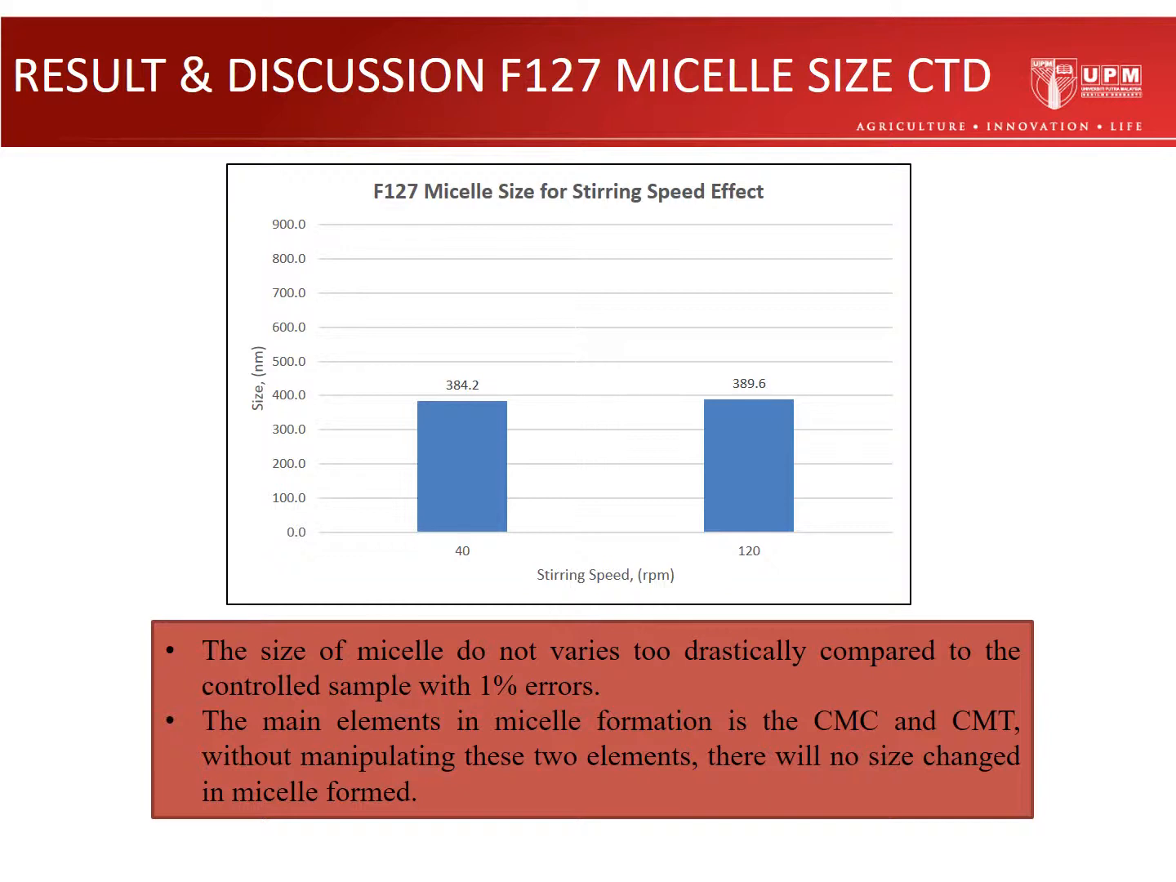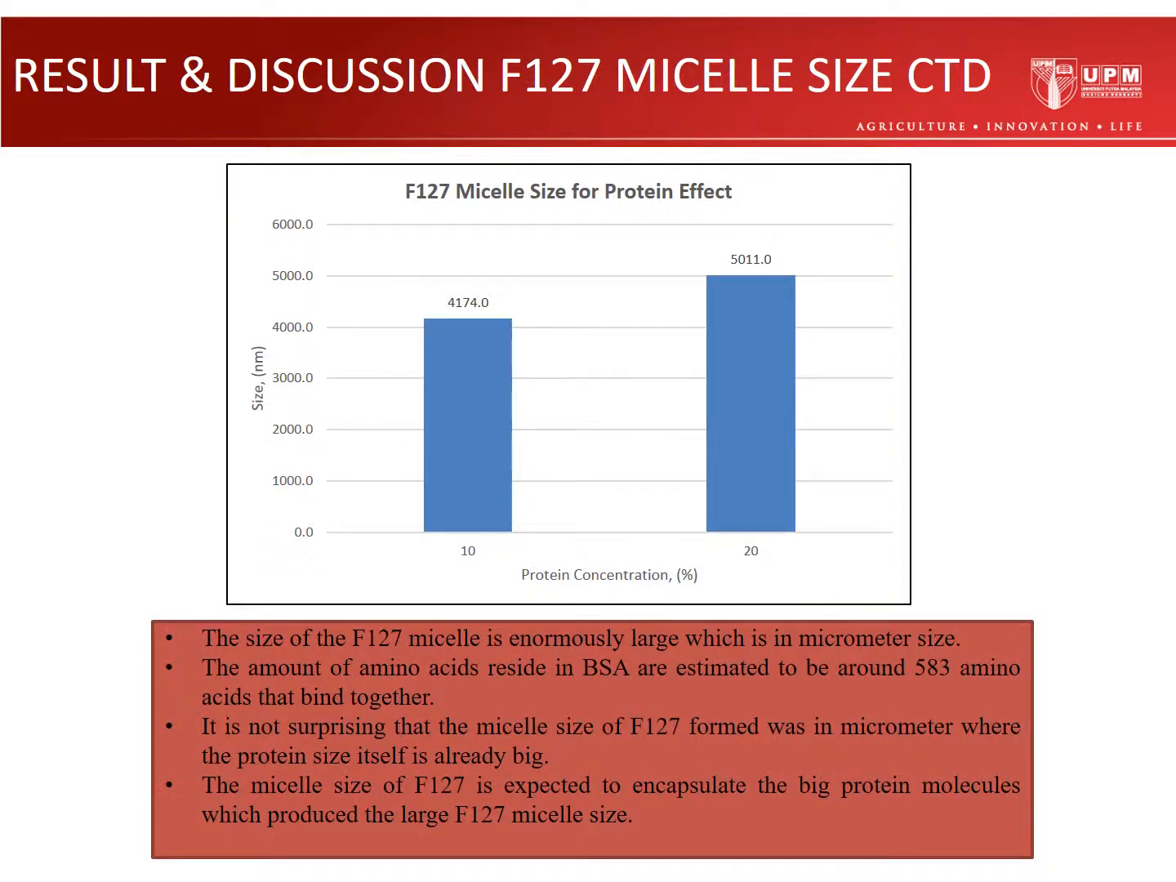For the stirring speed effect, it shows no change in size between the lowest and the highest speed. This is due to the absence of temperature and concentration, which are the main elements in micelle formation size. As for protein, we could see that the size is enormously large, in the micron range. This is due to the protein used, which is BSA. BSA is already a large protein particle, and incorporating it into F127 makes the F127 micelle bigger.